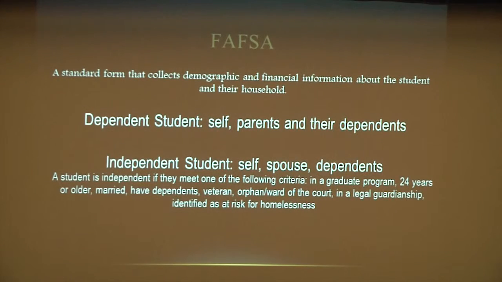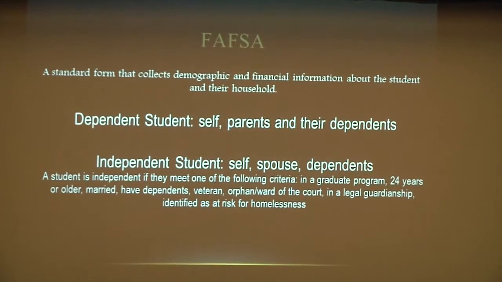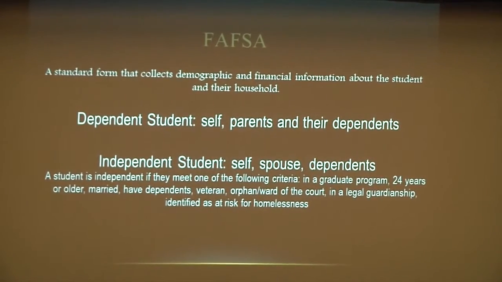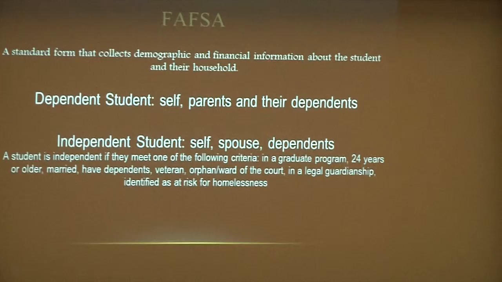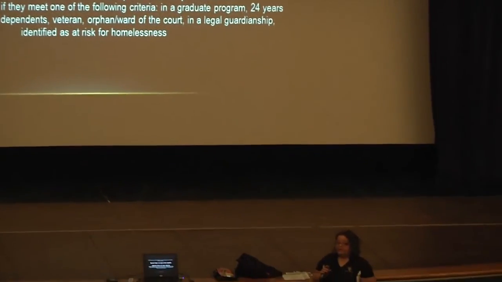There are 2 different types of students that file a FAFSA. The first is a dependent student. Most students in high school are considered dependent students. That means that they enter their information as well as their parents' information onto the FAFSA. There are also independent students, and independent students are 24 years or older, married, they have a child, a veteran of the armed forces, they're an orphan or ward of the court, they sometimes will have a legal guardian, or they're an emancipated minor, or in some cases they're at risk for homelessness during a certain time frame.